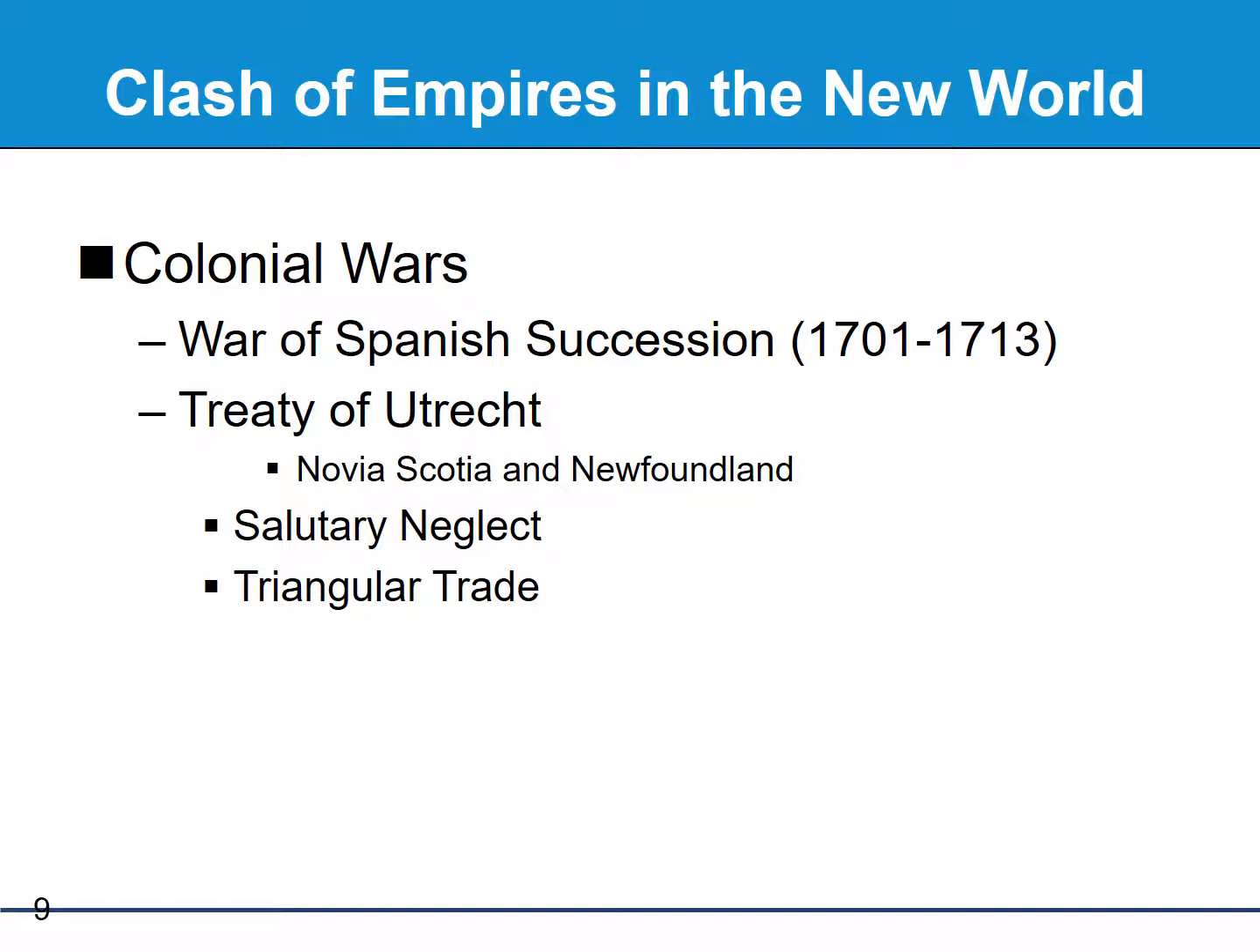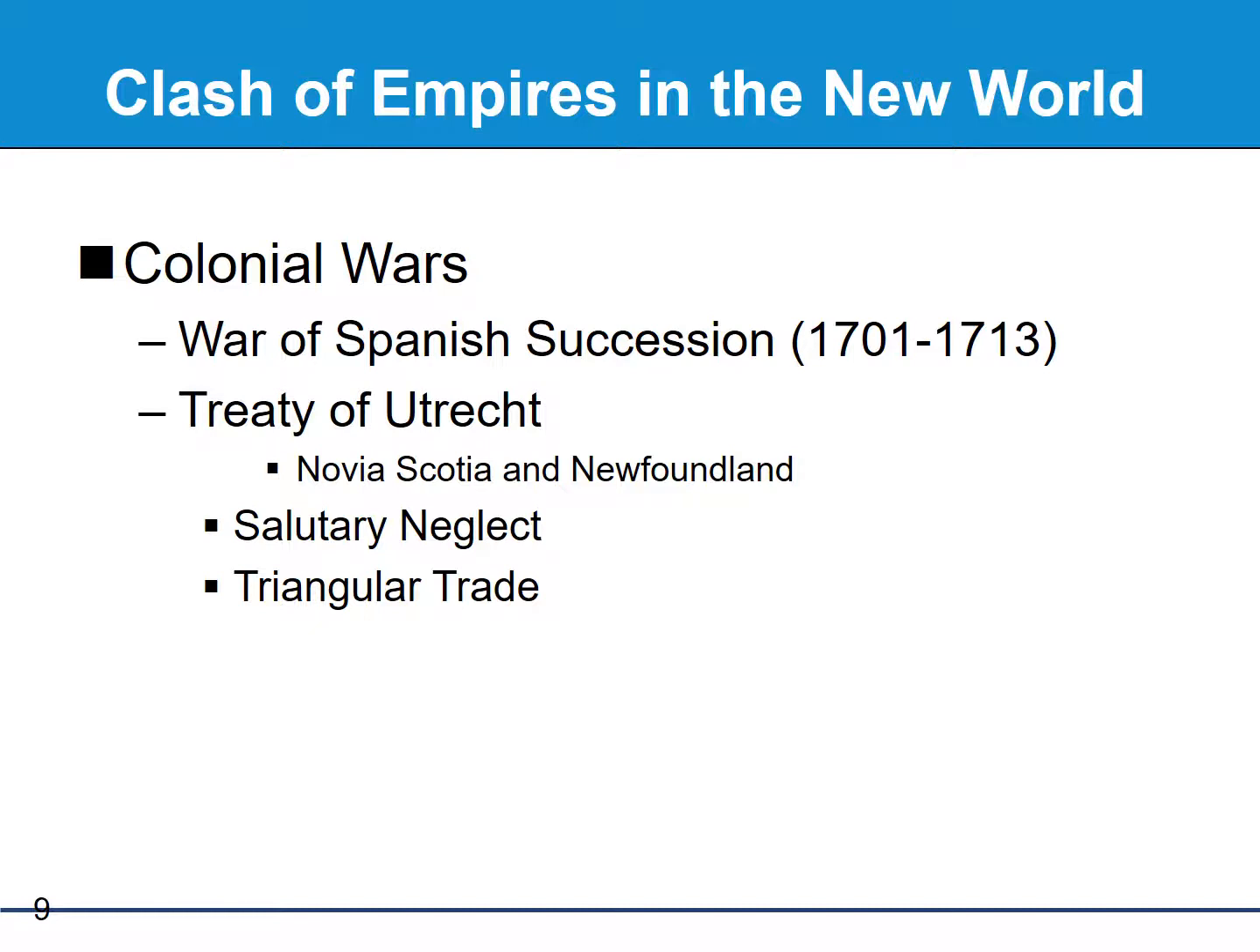The second of the colonial wars is the War of Spanish Succession. This one is known in the colonies as Queen Anne's War, because William and Mary's daughter Anne is on the throne. It lasts from 1701 to 1713, which is basically most of Anne's reign in Great Britain. This war really changed the face of Europe. There was a complete redrawing of the map of Europe after this war.